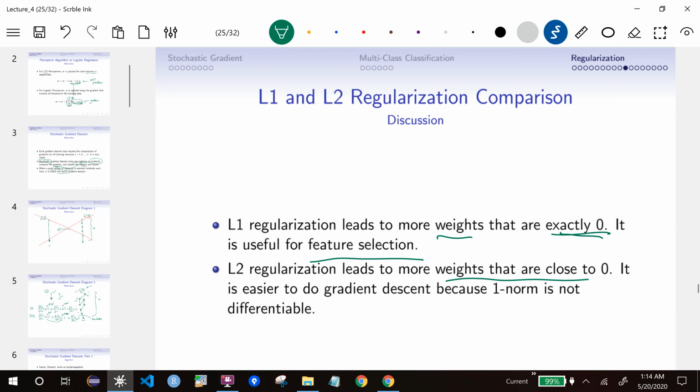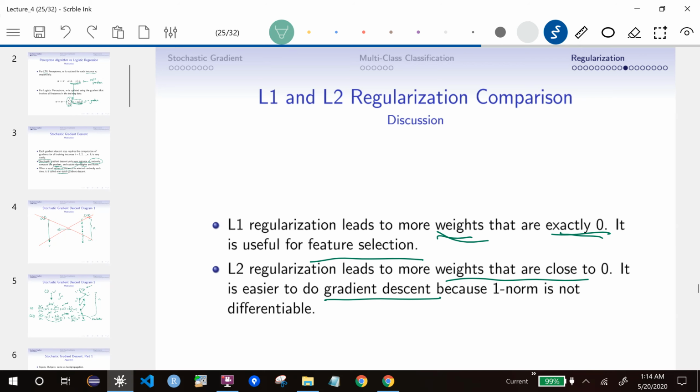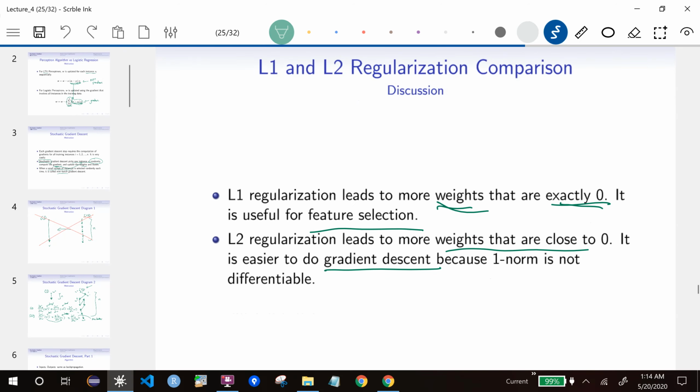But why is square good? Well, gradient descent. We can differentiate it. L1 is the absolute value. Absolute value is not differentiable at 0. So we'll talk about using subgradient in the next lecture, but it's not really relevant here, so I'll not talk about it here.